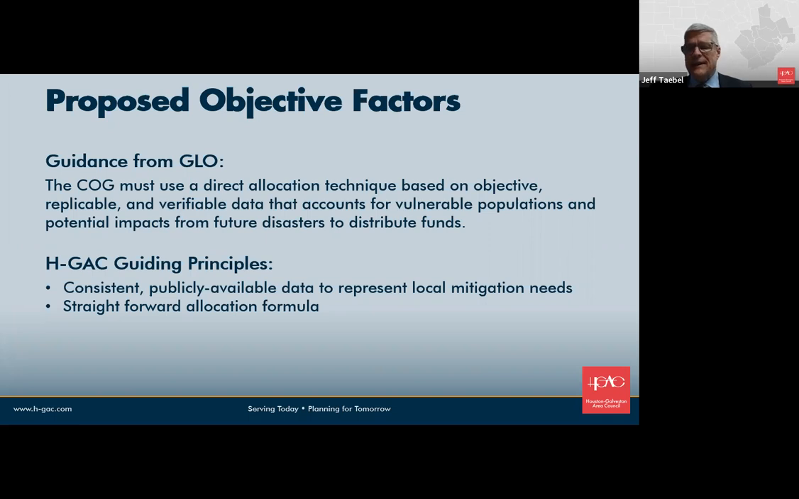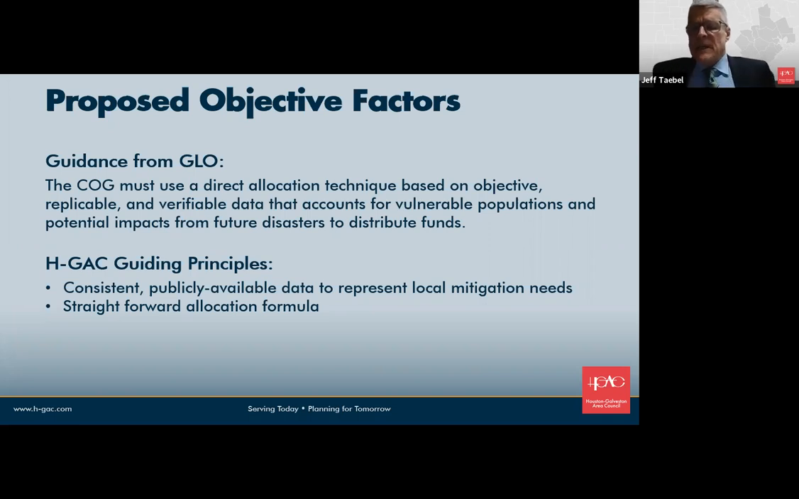H-GAC has had similar guiding principles in its 3 previous methods of distribution and will continue to do so in this one. We want to make sure that it is all publicly available data that reflects the entire region. Further, we are really committed to having a straightforward allocation formula.